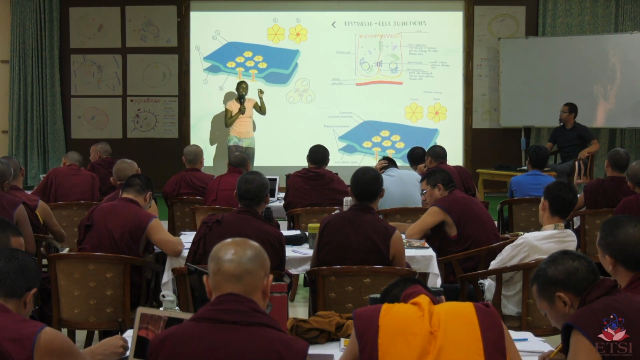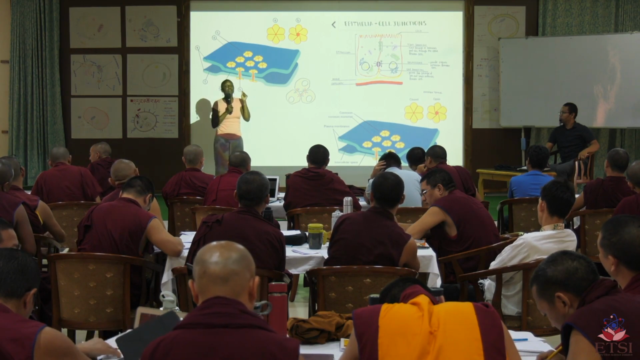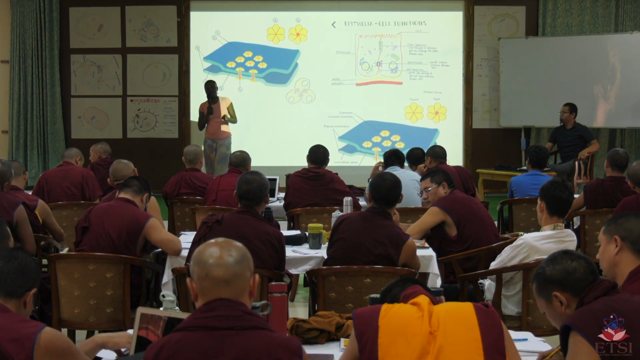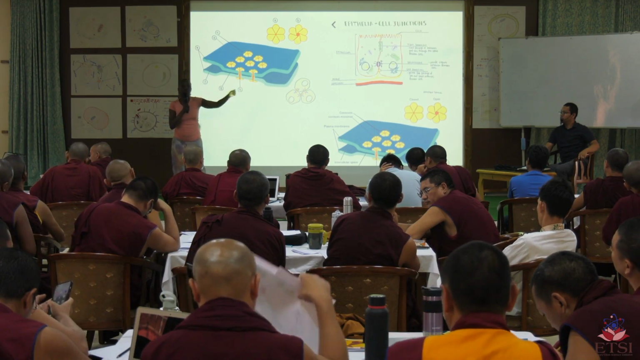So if an axon is connected to an axon directly, there is no need for a neurotransmitter because the ions can just flow directly between them.